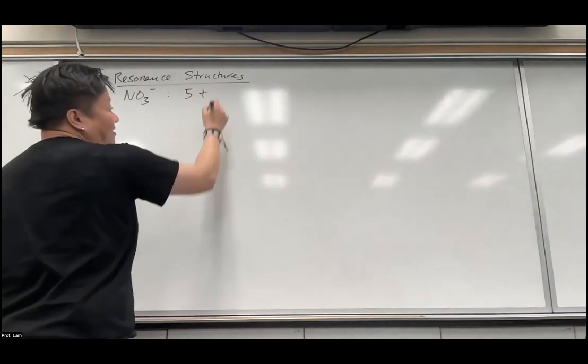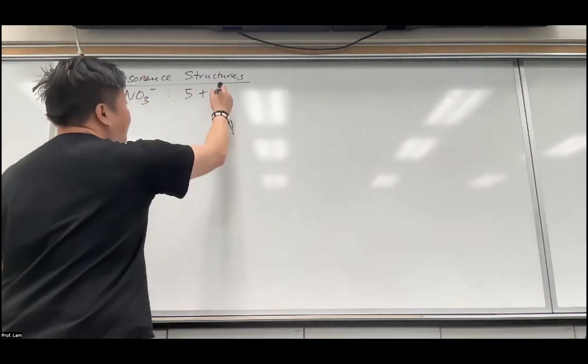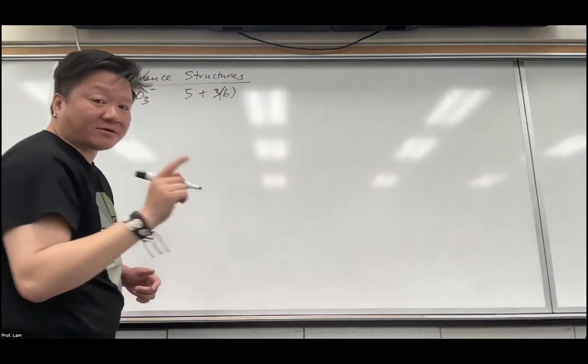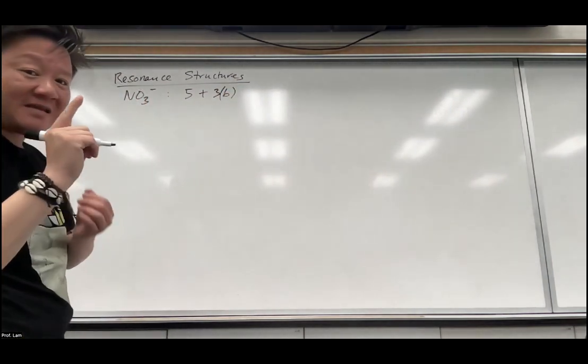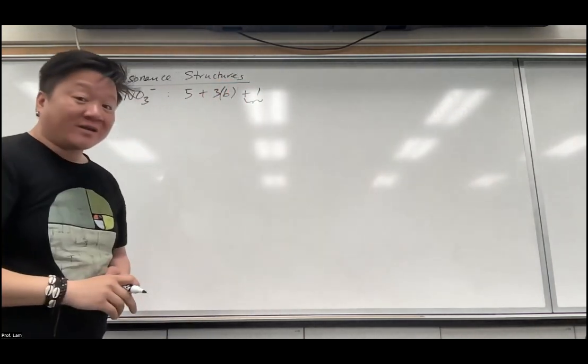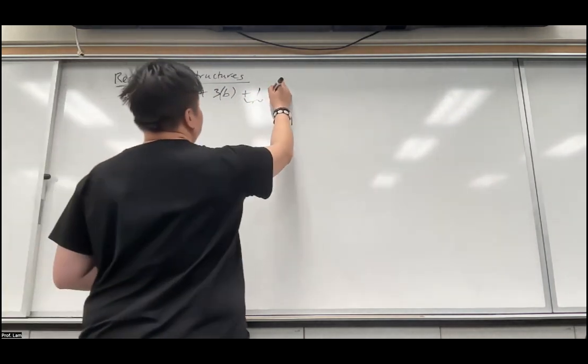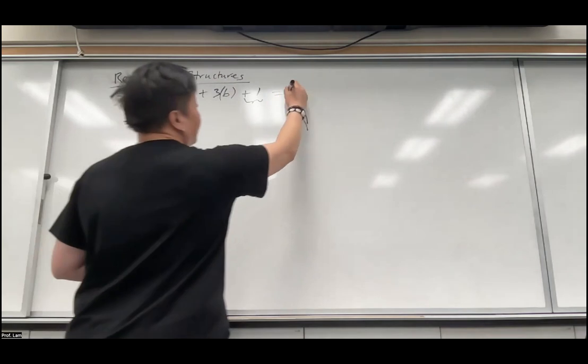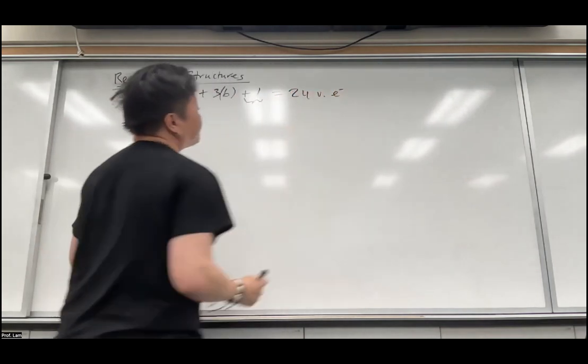So remember, first step we do is valence electrons. That's 5 plus 3 times 6. And then the negative sign means you got to add 1. Remember that, right? So the negative sign, you have to add 1. So that's going to be 24 valence electrons.